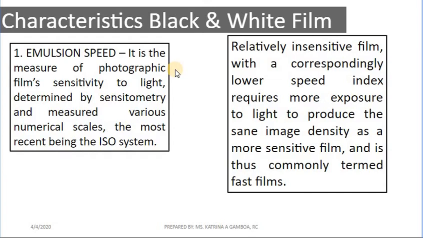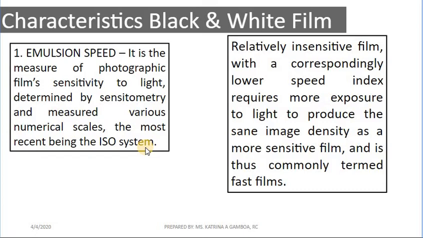Let's start first with the emulsion speed. Again, ano nga yung emulsion? Ito yung mga silver halides natin na nagre-react sa light. Kaya meron siyang emulsion speed. Bakit, ma'am? Ibig sabihin, gaano kabilis mag-react yung mga silver halides na nakalagay sa emulsion? Kaya meron siyang tinatawag na emulsion speed. It is the measure of photographic film's sensitivity to light. It is determined by sensitometry and measured in various numerical scales, the most recent being the ISO system.